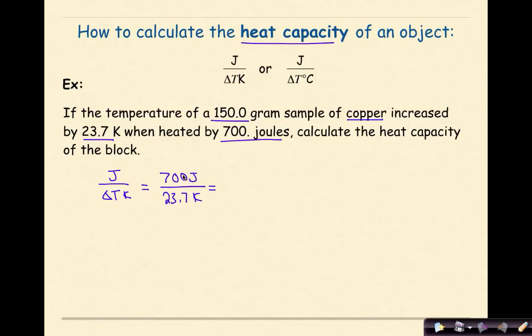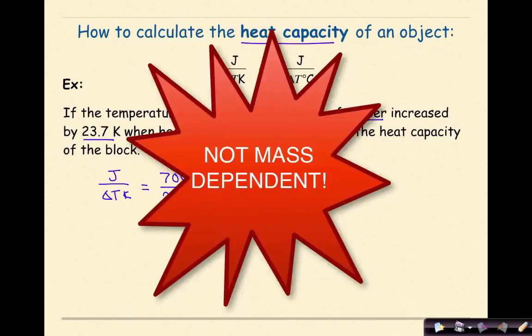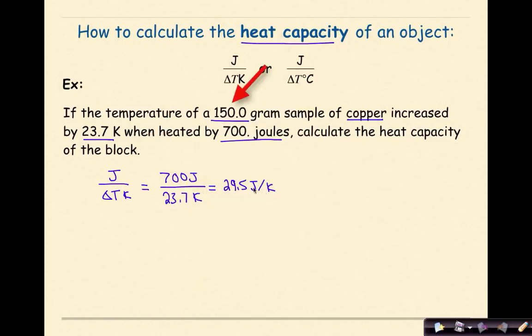And if I work this out, and I should be doing this to 3 significant figures, I am going to get 29.5 joules per Kelvin. Two things to note here. This whole process is not mass dependent. It is not mass dependent, and the mass here is used as a distractor. So when calculating heat capacity, big thing to remember, not mass dependent, and the mass is included just as a distractor, so we're not going to be using it to calculate the heat capacity.